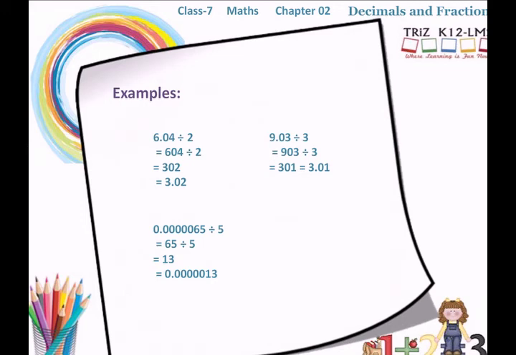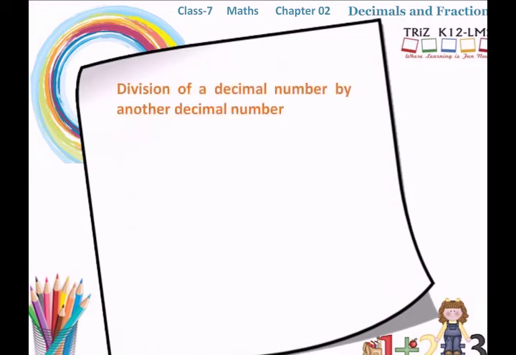0.000065 divided by 5 is equal to 65 divided by 5 is equal to 13 is equal to 0.0000013. 4.000028 divided by 4 is equal to 4000028 divided by 4 is equal to 1000007 is equal to 1.000007. Division of a decimal number by another decimal number.